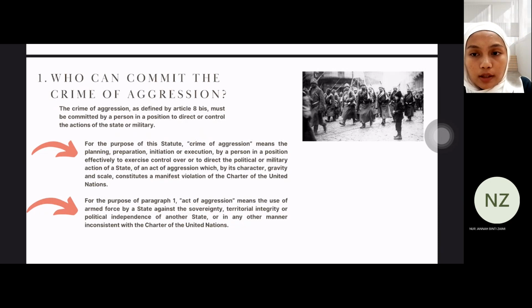Of an act of aggression which by its character, gravity, and scale constitute manifest violation of the Charter of the United Nations. So for the purpose of paragraph 1, act of aggression means the use of armed force by a state against the sovereignty, territorial integrity, or political independence of another state, or in another manner inconsistent with the Charter of the United Nations. Any of the following acts, regardless of a declaration of war, shall, in accordance with United Nations General Assembly Resolution of 14 December 1974, qualify as an act of aggression.